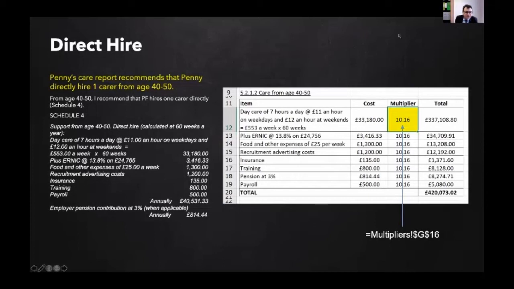So you are not undertaking calculations. This is 13.8% of £33,180. It's always going to be less than that. Brilliant. Thank you very much.